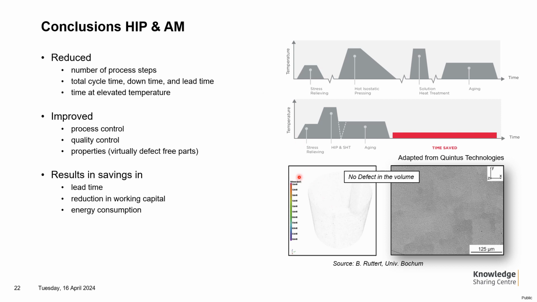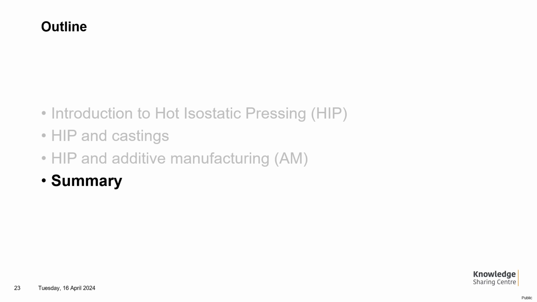As you can see here, it's the same as in the cast parts. We have defect-free volume now with no porosity. This also is reliable and scatter can be reduced too. And in the end, this results in saving in lead time, reduction in working capital, and energy consumption. I hope this gave you a first impression on the HIP process itself and the potential it has on the treatment of castings, but also on additively manufactured parts.